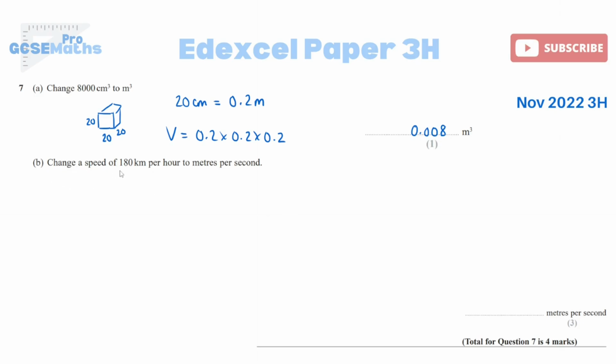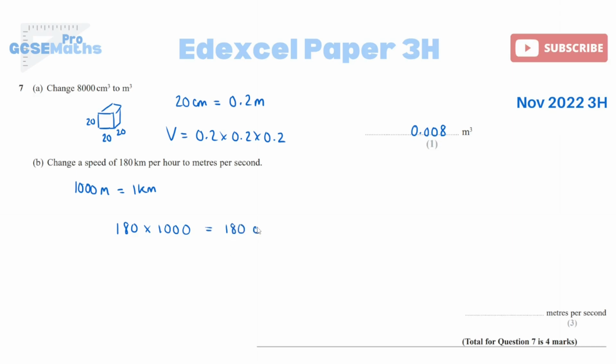Part B, change a speed of 180 kilometers per hour to meters per second. Okay, so we've got kilometers to meters and hours to seconds. So you can do them, I tend to do them separately. You can do them in whichever order you like. I normally do kilometers, meters first. So I know that there are 1,000 meters in every kilometer. So when I convert it into meters, it's going to be a much bigger number, isn't it? There's going to be a lot of meters in that same amount of distance. So that obviously means I'm going to have to multiply by 1,000.